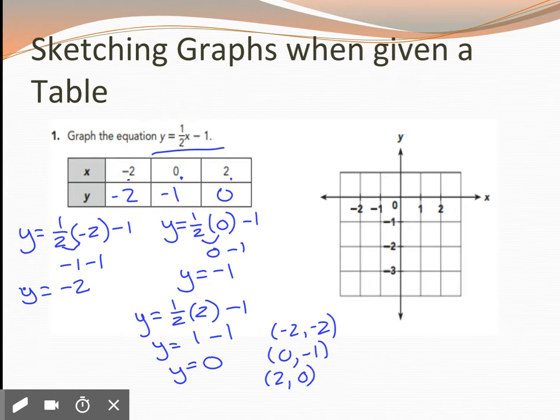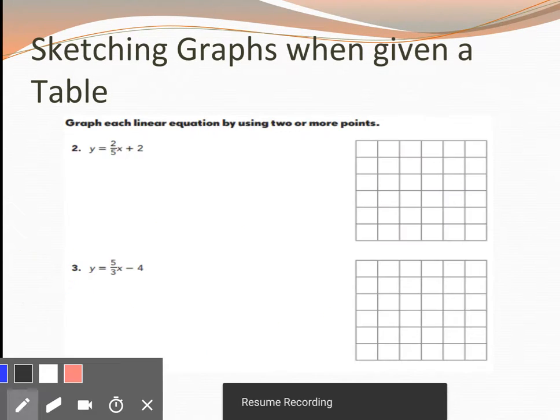So I'm going to plot those. Starting at my origin, go to the left 1, 2 spaces, and then down 2 for my first point. My second point, back at the origin, because my x is 0, I don't move left or right. I just go down to -1. And then my next point is +2, 0. So I'm going to my right 1, 2 spaces. And because my y is 0, I'm actually not going up or down. And then I'm just connecting my dots. So this would be the graph of the equation y equals 1/2 x minus 1.